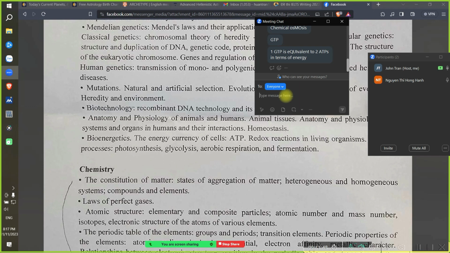When GTP splits into GDP plus a phosphate group, it releases double the amount of energy compared to ATP being broken down. So clearly ATP is quite abundant in the cell, yes, but it's not the only energy molecule of the cell, okay? You have to understand that.